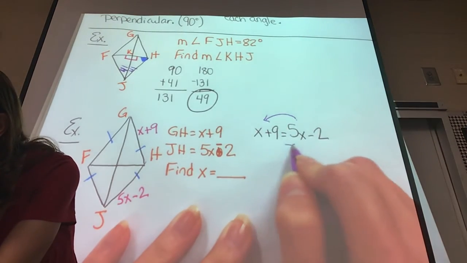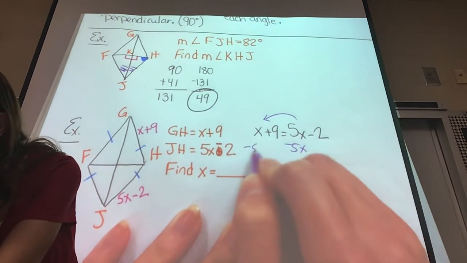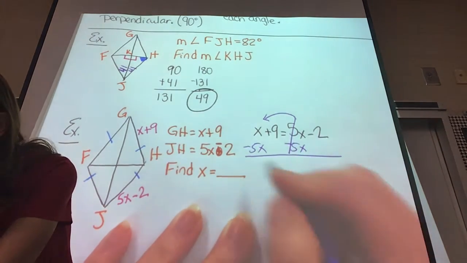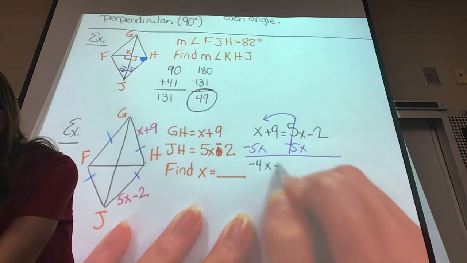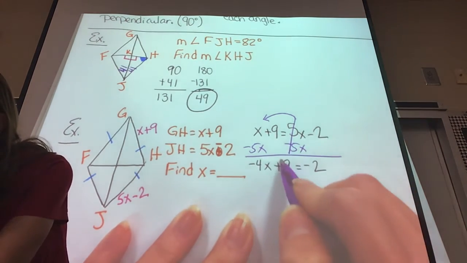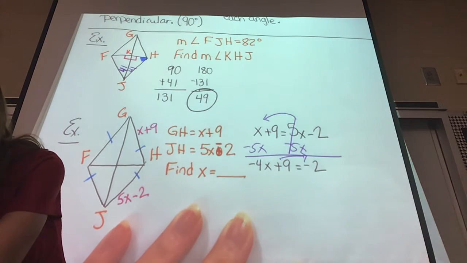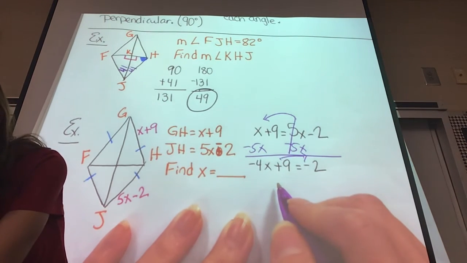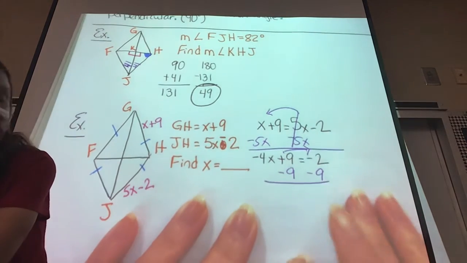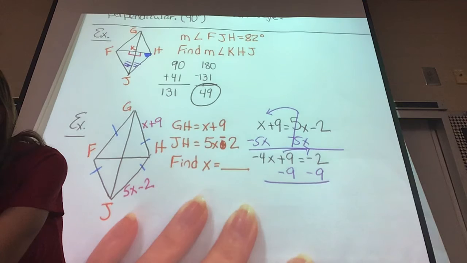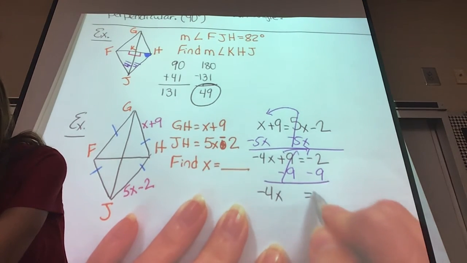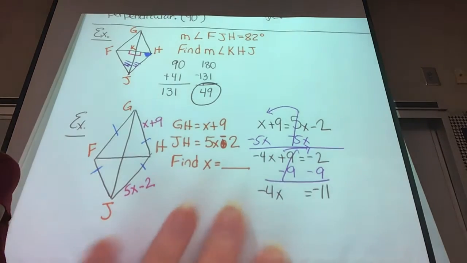So if you subtract, I'm going to move my 5x because I have it in the back. If I do that, it's going to leave me with negative 4x plus 9 equals negative 2. So now I'm going to move my 9. I'm going to subtract 9. So now I've got negative 4x equals negative 11.